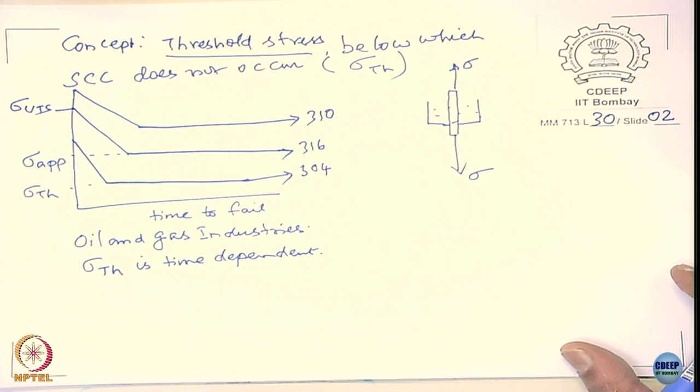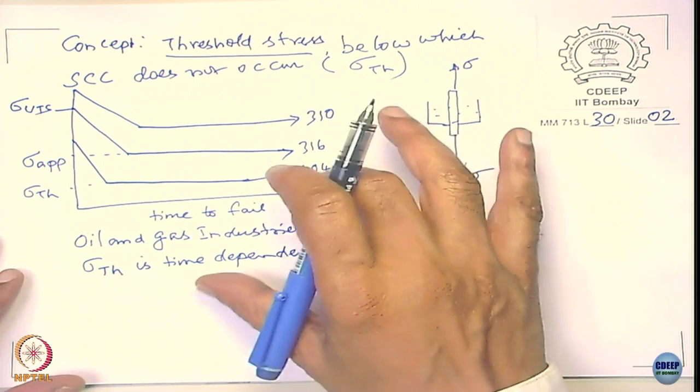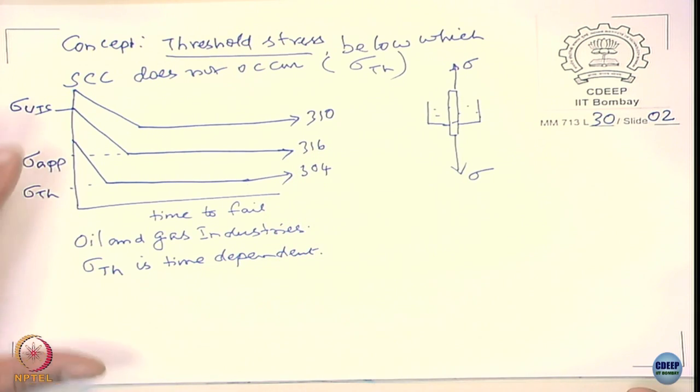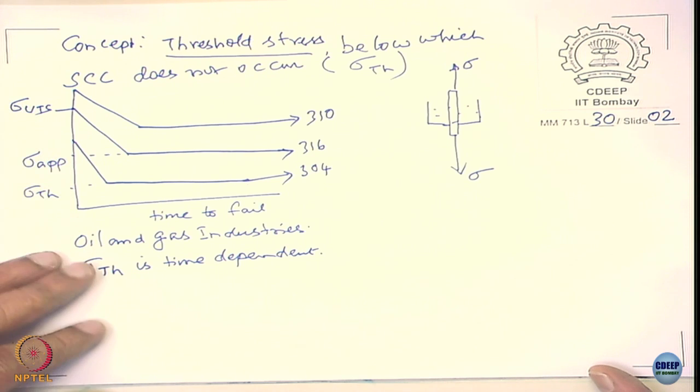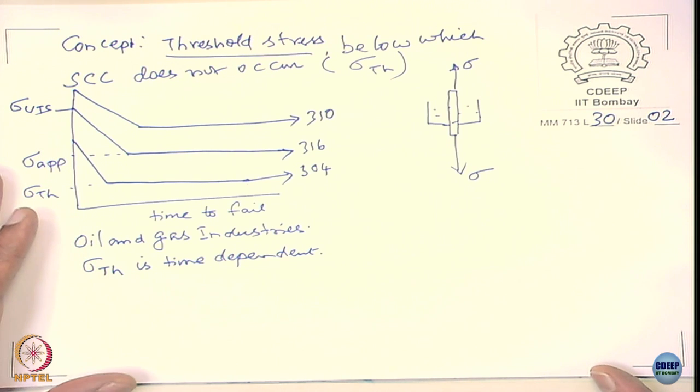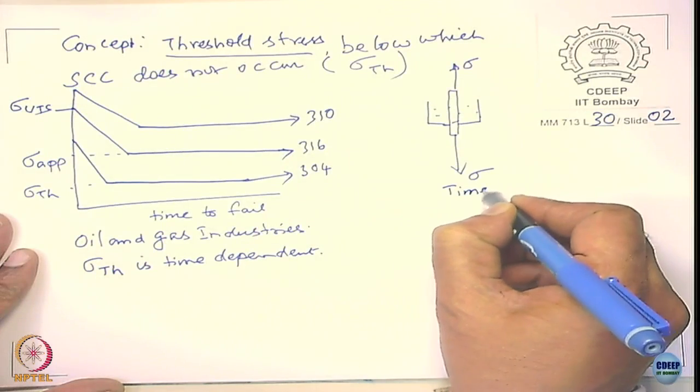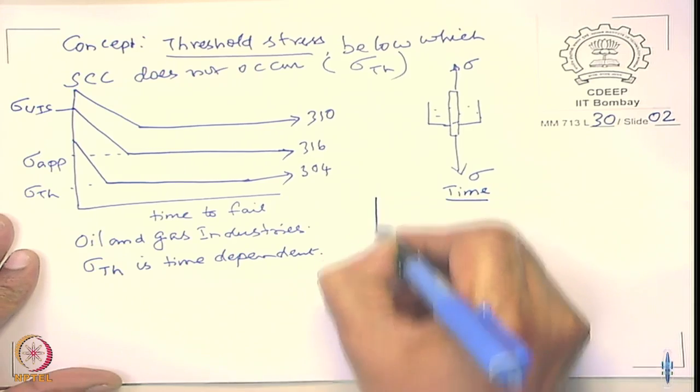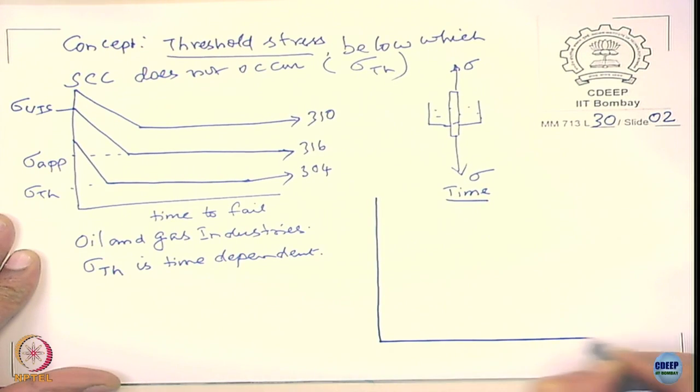Now, this particular thing is very important to understand from the concept of what happens in stress corrosion cracking. Suppose I apply a component for an industry application, how does stress corrosion cracking really work actually? Let us look at the time. With the time, what things are happening? What will really happen with the time?